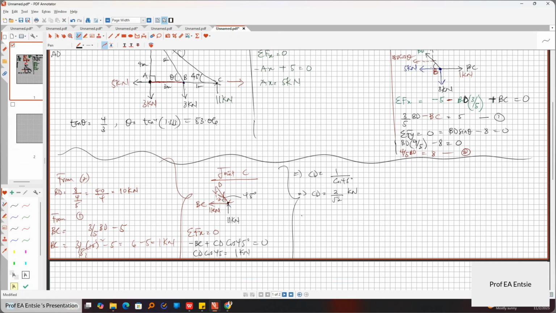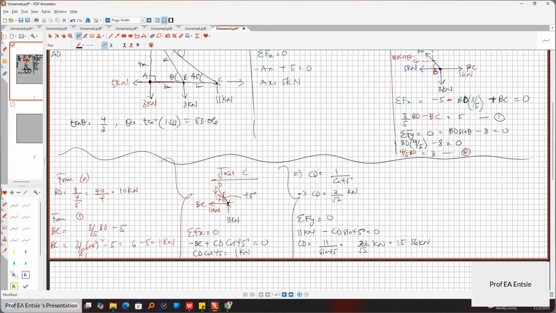Now let's move on to sigma Fy equals 0, summation of forces in the Y. So I'll get a positive 11 kilonewton from Cy going up, then minus the CD y component going down. So CD sine 45 equals 0. Then CD will be equal to 11 over sine 45, which is also 22 over root 2 kilonewton. So this is the same as 15.56 kilonewton. Yes.